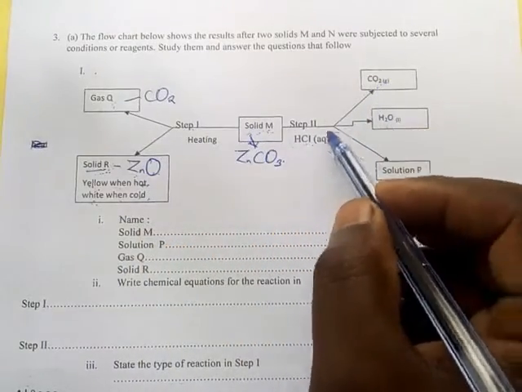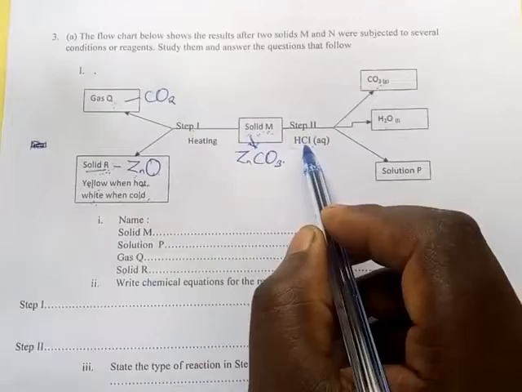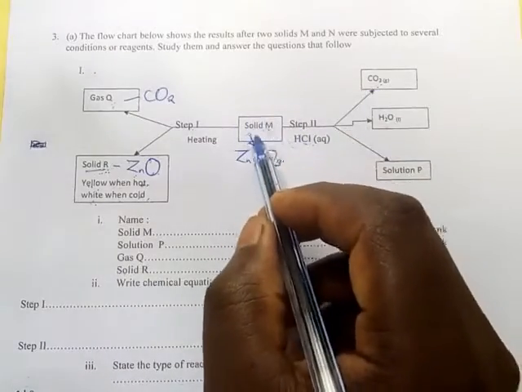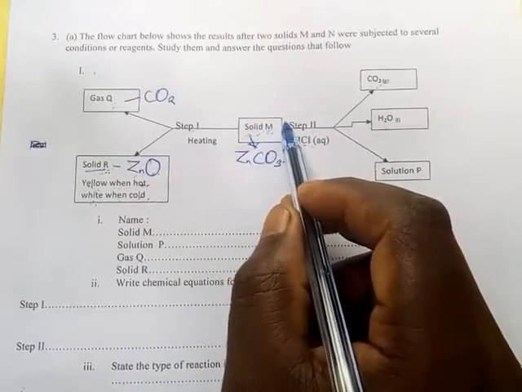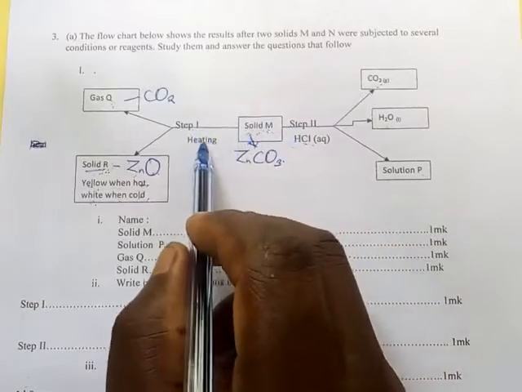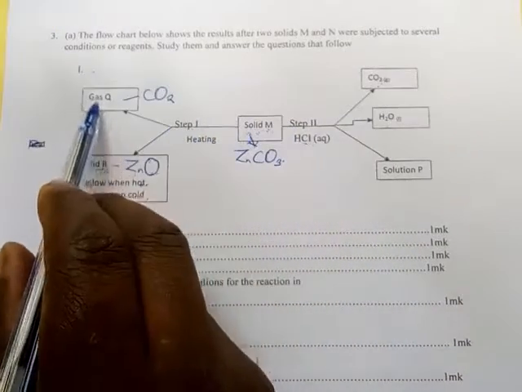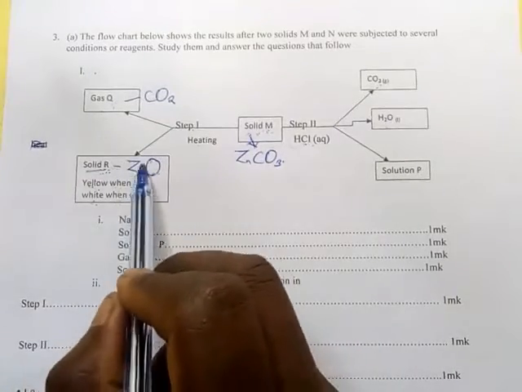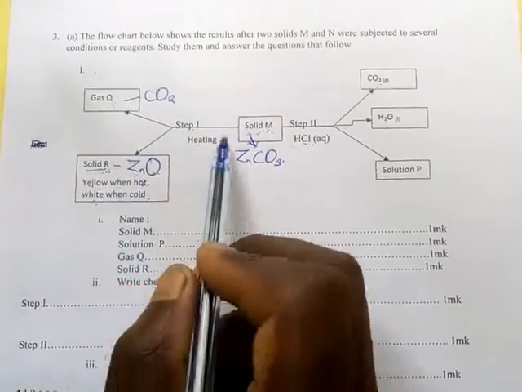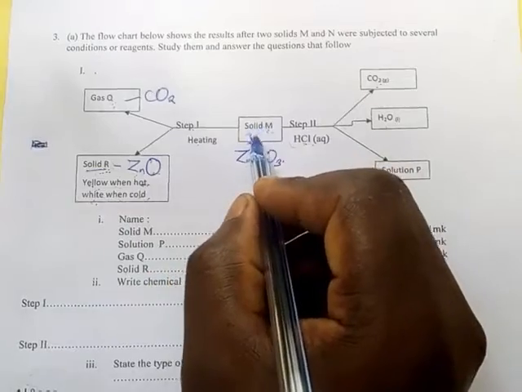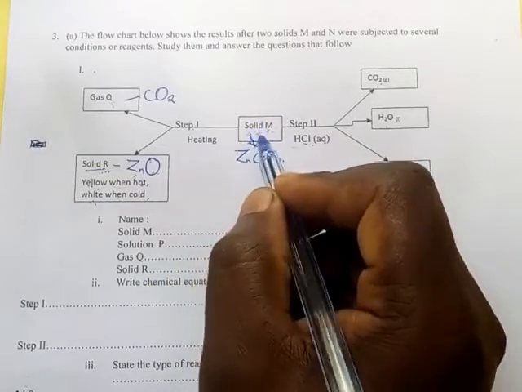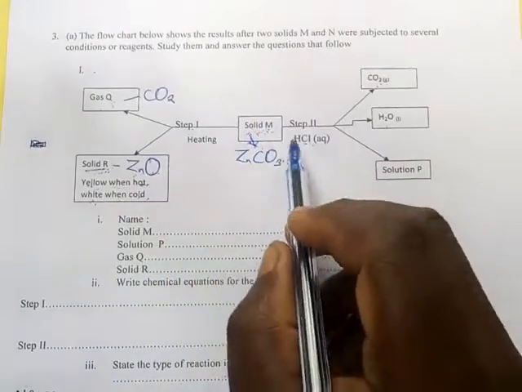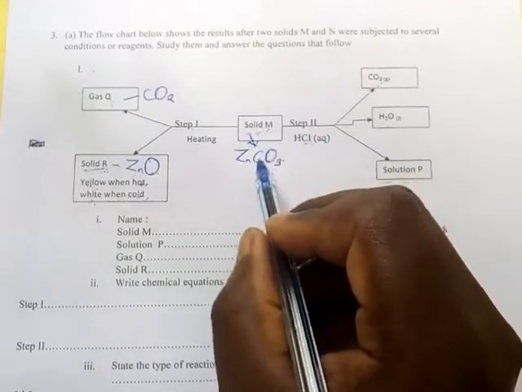Carbon(IV) oxide is produced when this solid M reacts with HCl, so this must be a carbonate or hydrogen carbonate. But a hydrogen carbonate, when heated, gives a metal carbonate. So this one cannot be a metal carbonate. That's why we have not said this one could be a hydrogen carbonate. So let us go to the right. Now we have zinc carbonate.